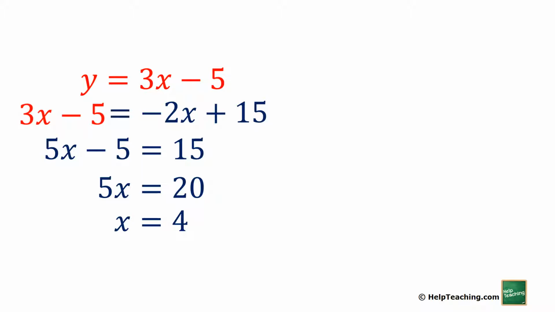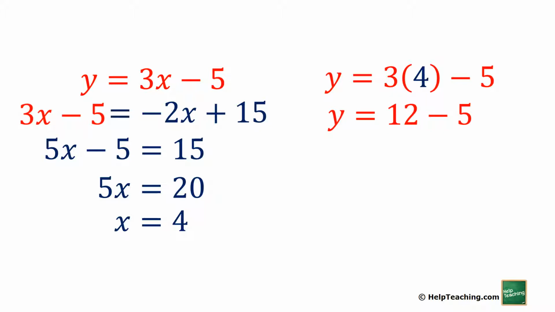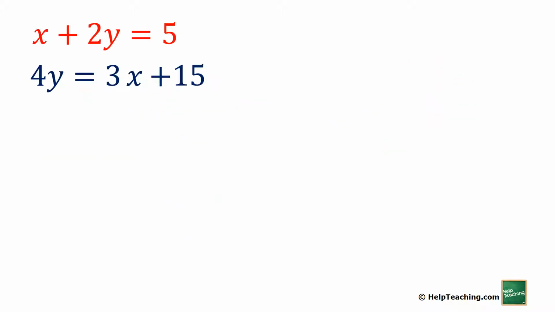Now we can use that definition of x, 4, to substitute it back into one of the original equations in order to solve for the second variable. So in this case, we'll put it back in where the x was in the first equation, and we get y equals 3 times 4 minus 5, which simplifies to y equals 12 minus 5, or y equals 7. The solution to this system of linear equations is (4, 7), because both equations are true when x equals 4 and y equals 7. Here's a look at another one.